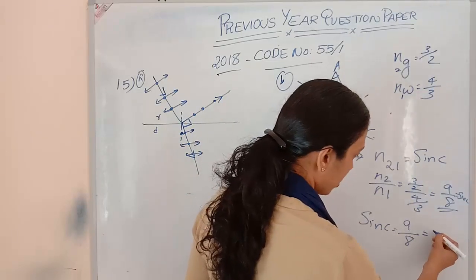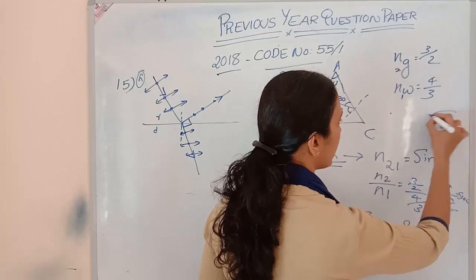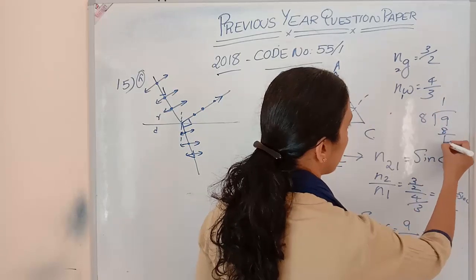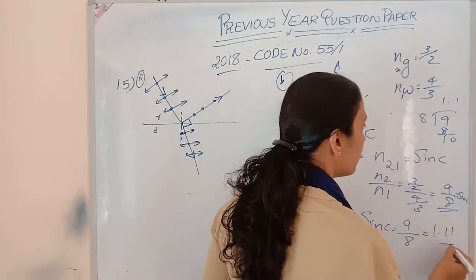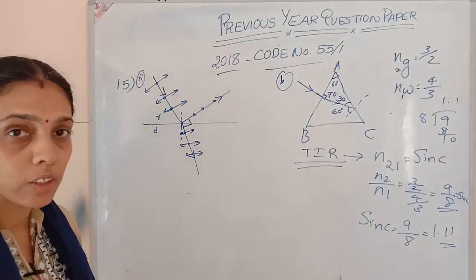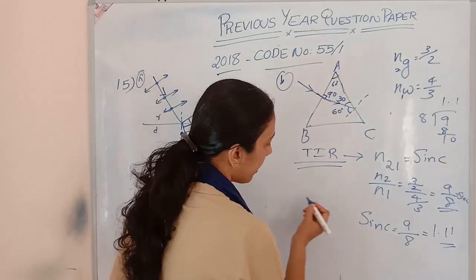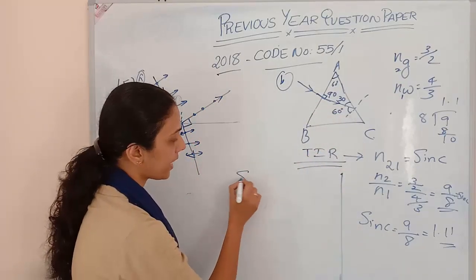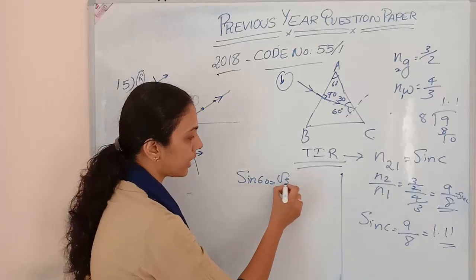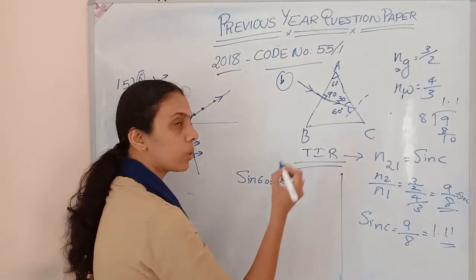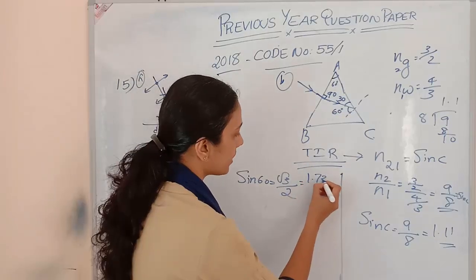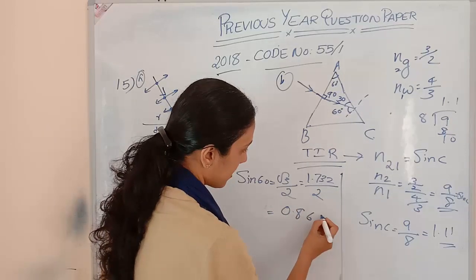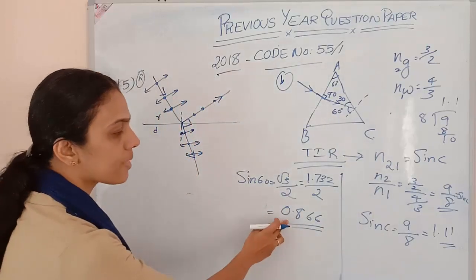So 9/8 will be equal to 1.11, like that we will get. This is the value of sin C. Next, here we have sin 60. Sin 60 is root 3 by 2. The value of root 3 is 1.732, divided by 2, so we will get 0.866. So sin 60 is 0.866.